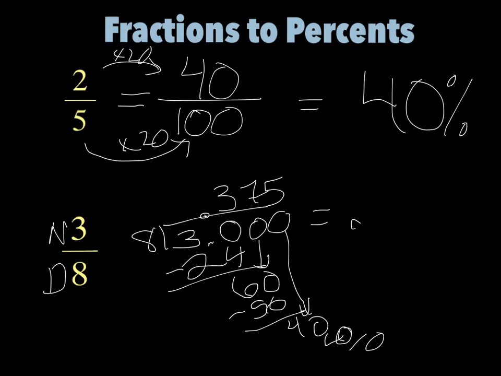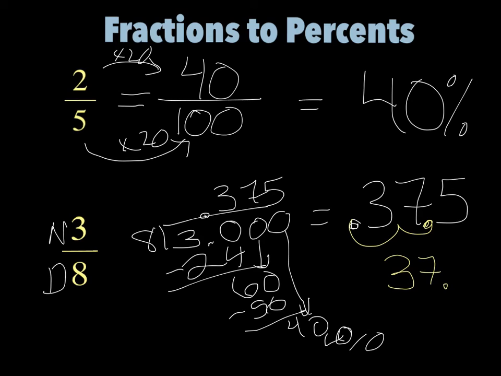So now I have my decimal, so I can say this is equivalent to this decimal. But remember, we talked about in the last slides that we could multiply by 100, which is the same thing as moving our decimal twice. So this would be 37 and 5/10%.